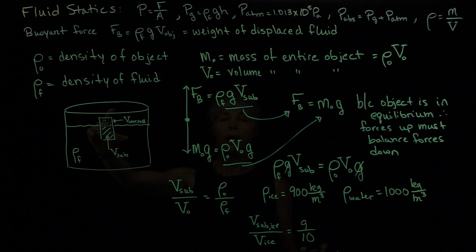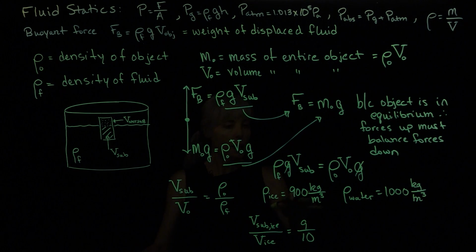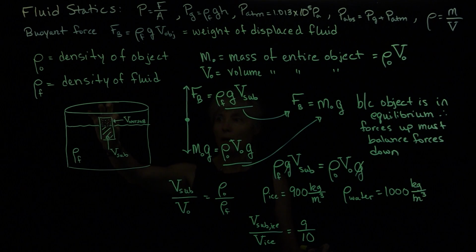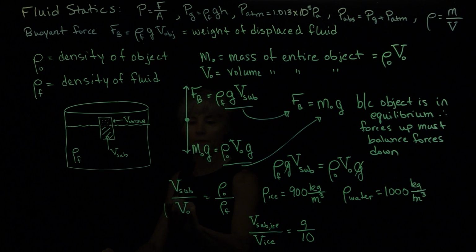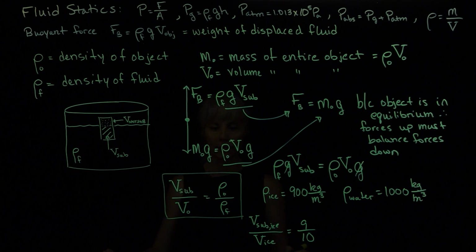And so when the ice starts to melt, this ice cube will shift up a little bit to always keep 10% above the surface and 90% below the surface because of the density ratio of the ice's density to the fluid's density. So this is a very cool, important, interesting formula that we will be able to now include in our toolbox as we move along.